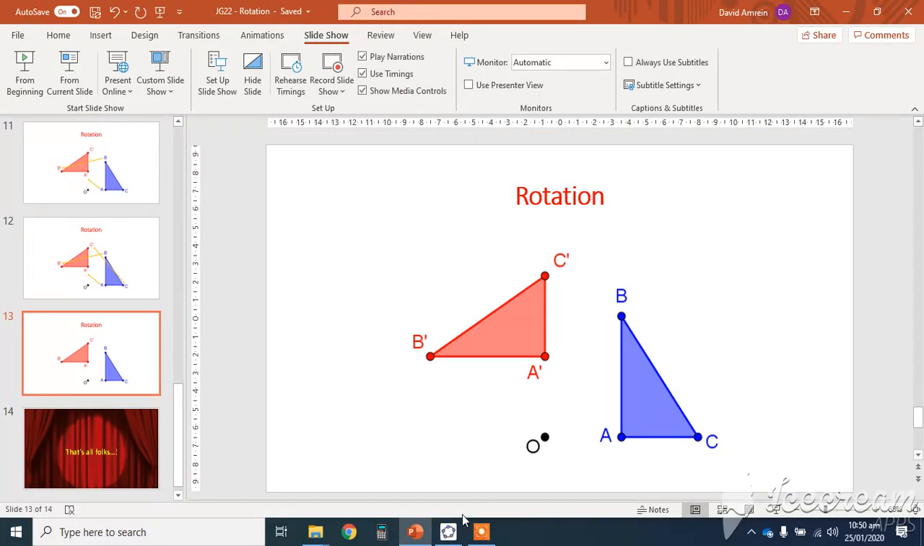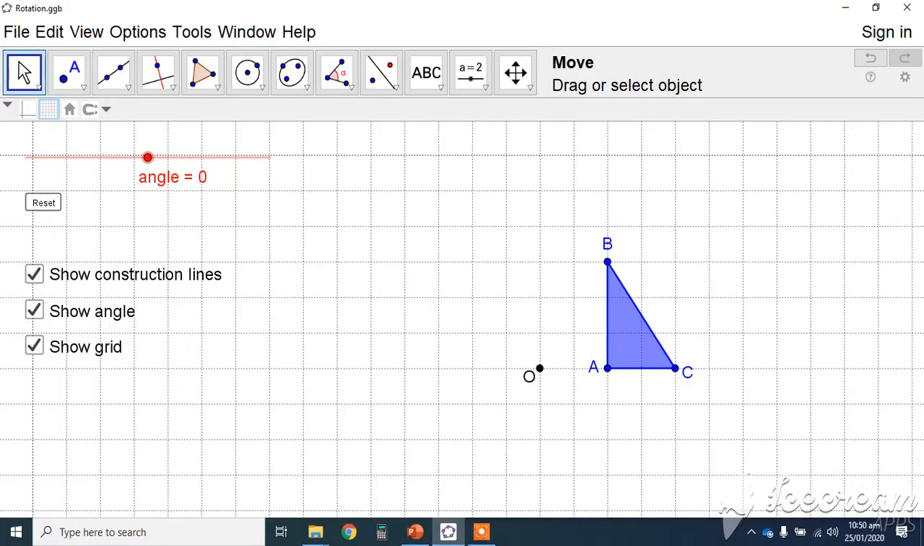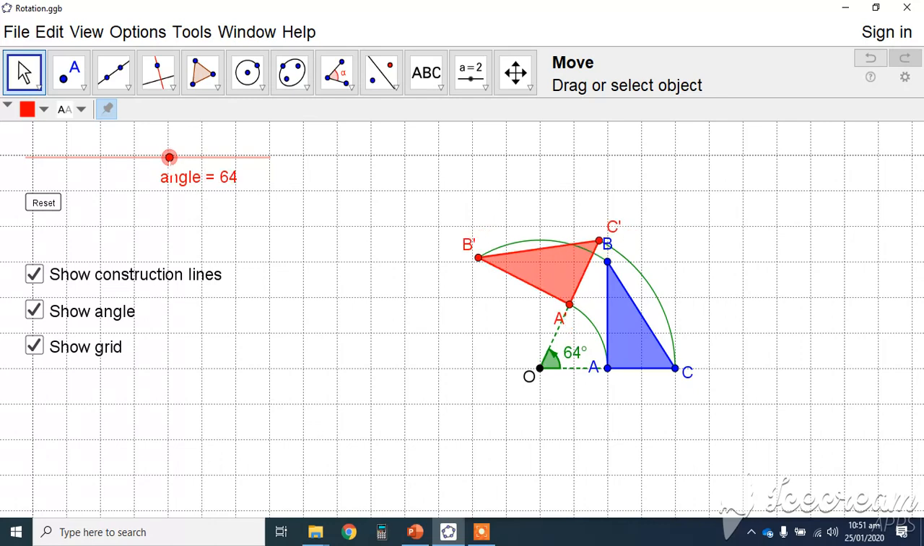Right, let's get out of here and into GeoGebra, and let's just chat about a couple more things before we wrap up. Right, so here we go. We've got a triangle ABC and the center of rotation, point O. So if I was to start rotating this triangle about point O, notice I'm going in a positive direction and we're going anti-clockwise.